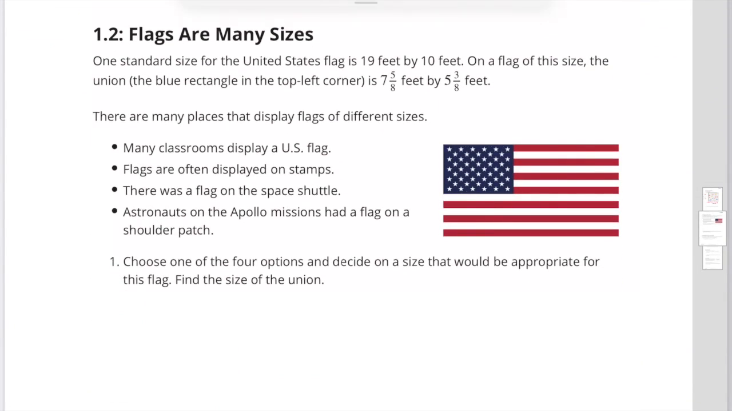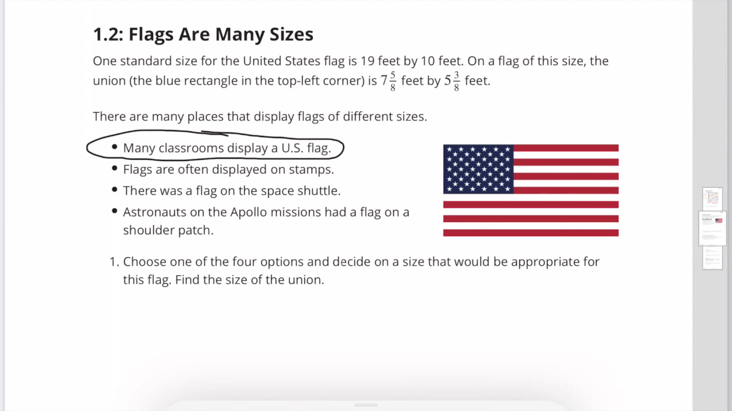Okay, 1.2. So it says one standard size for the U.S. flag is 19 feet by 10 feet. So on the flag this size, the Union is 7 5/8 feet by 5 3/8 feet. Let's just think about for the classroom. So what would be an appropriate size for the classroom flag?